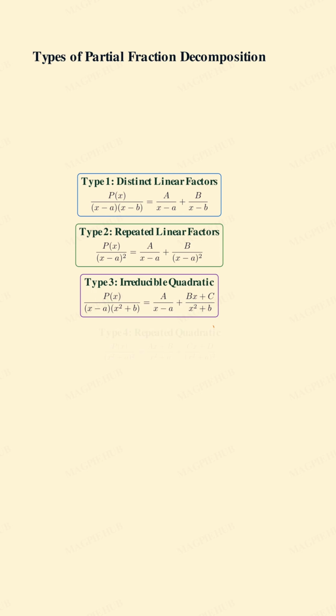Type 3, an irreducible quadratic factor like x squared plus b gives bx plus c over x squared plus b. Type 4, repeated quadratic factors need similar treatment. In JEE, types 1 and 2 are the most frequently tested.